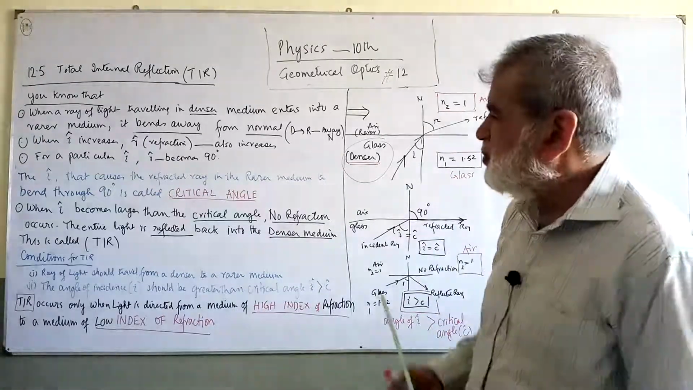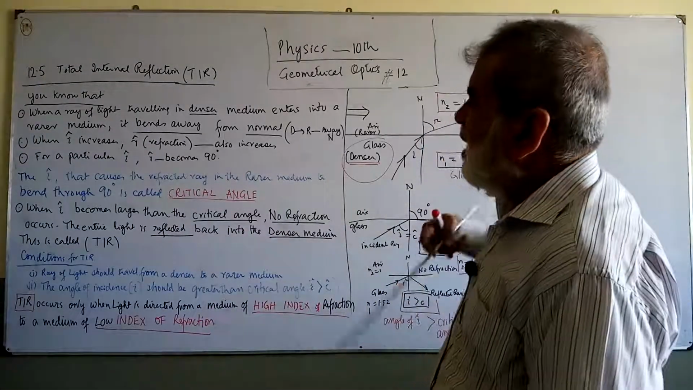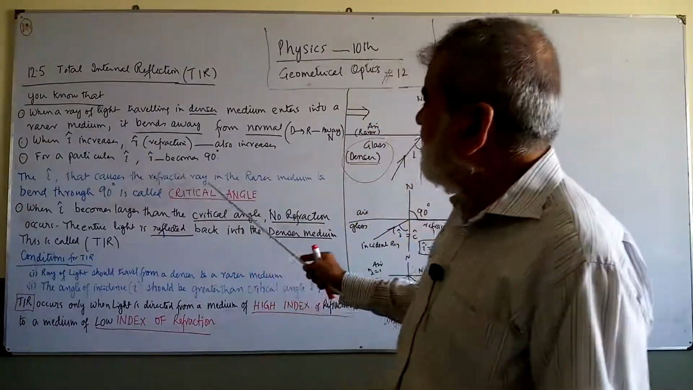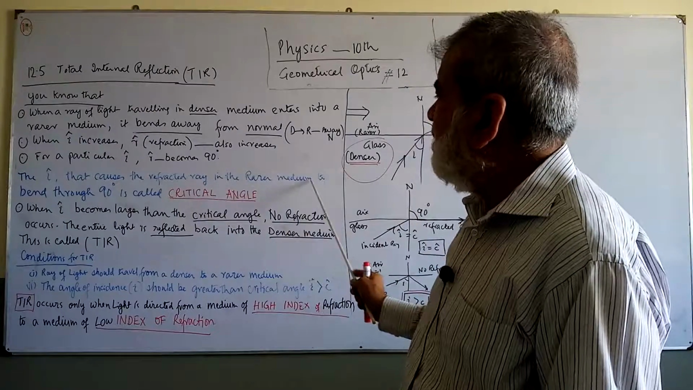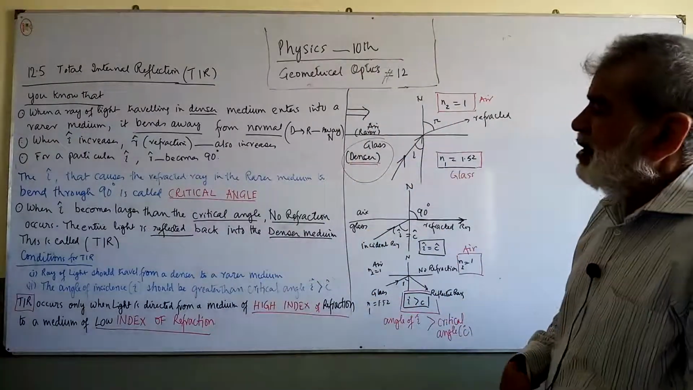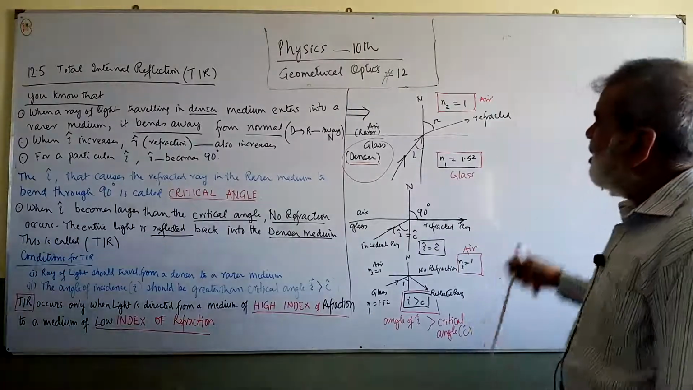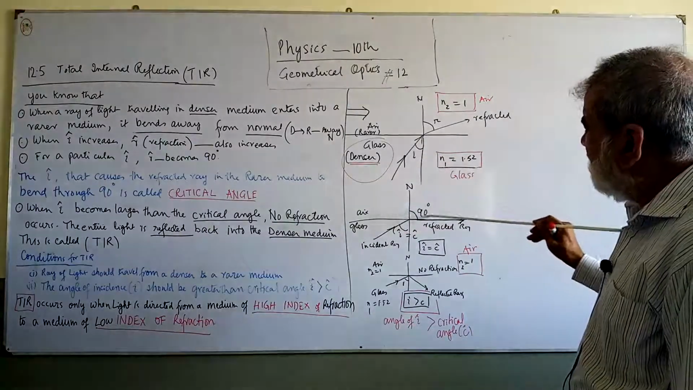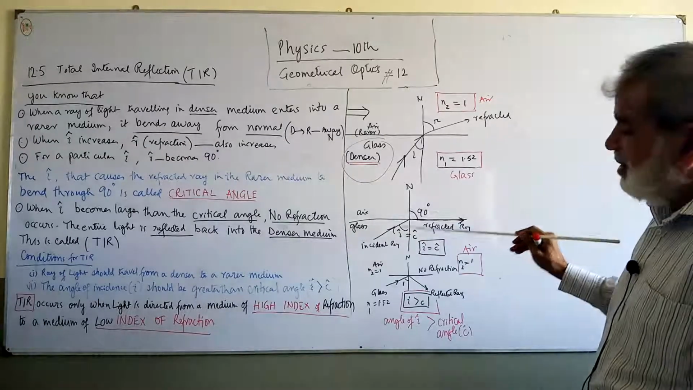दोबारा गौर से सुन लो. The angle of incidence that causes the refracted ray in the rarer medium to bend through 90 degrees is called the critical angle. यानी क्या मतलब इसका? वो एंगल ऑफ इंसिडेंस जिसके लिए एंगल ऑफ रिफ्रैक्शन 90 का हो जाए, उसको हम कहते हैं क्रिटिकल एंगल.